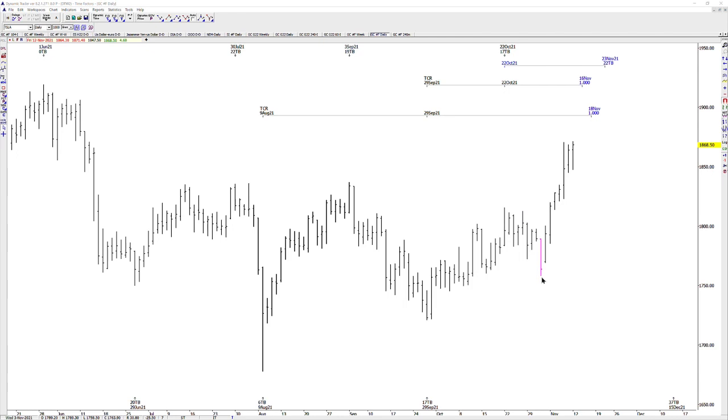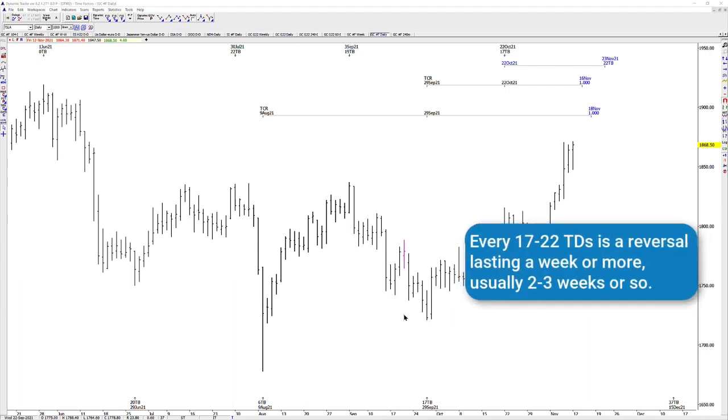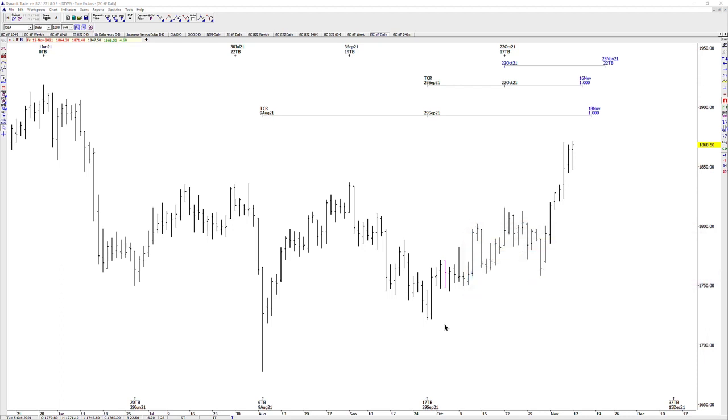This is what, a 6 or 8 day decline, and then a continuation to a new high. So just as of the last bar in this chart, what's interesting about this? Well, it looks like about every 17 to 22 trading days, we get a fairly significant reversal from a minimum of just about 2 weeks up to 3 to 4 weeks or so. So fairly significant reversals every 17 to 22 days.